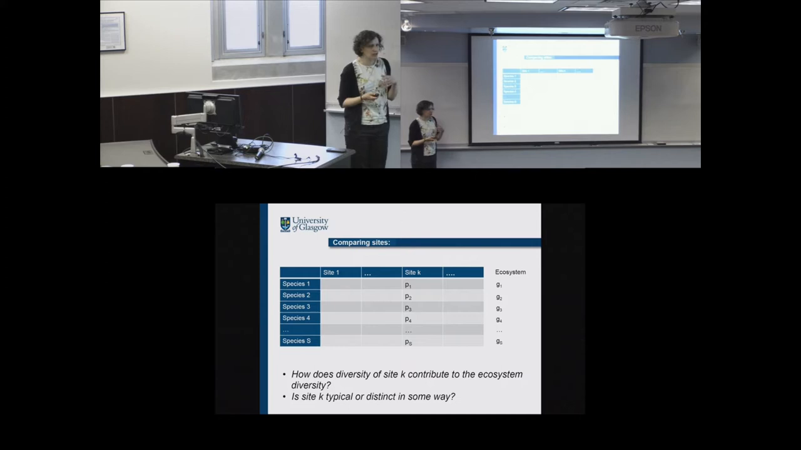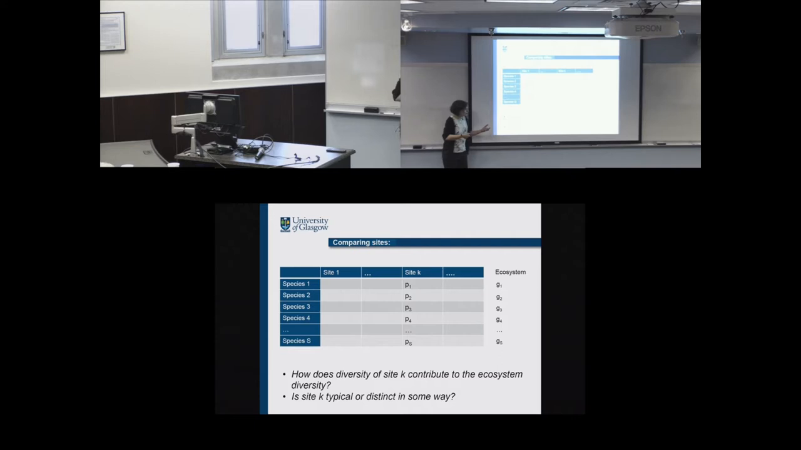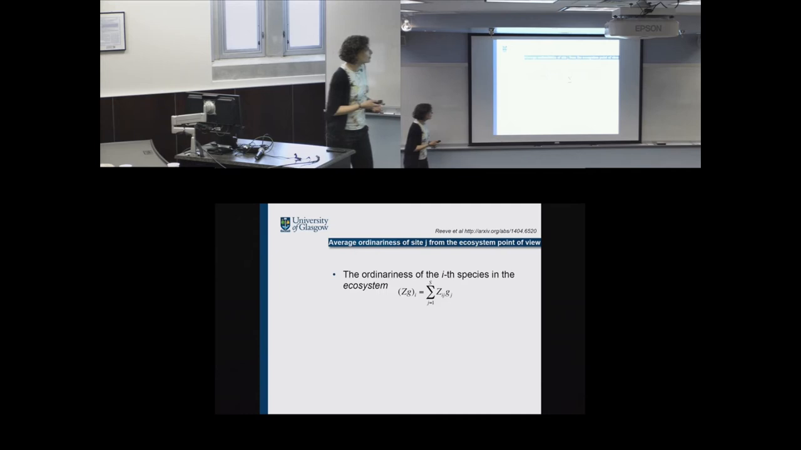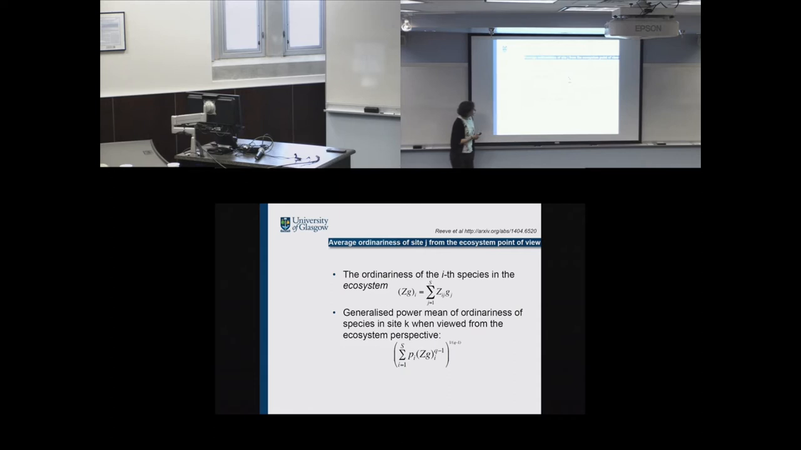So if we're going to think about this first question, what is the site contributing to the ecosystem, then we might want to think, how ordinary are these species in this site compared to the ecosystem? So let's try and set up that average and start there. Let's look at the ordinariness of the i-th species in the ecosystem. That's exactly like the formula we'd seen earlier. We're just taking an average of the ordinariness, but this time we're getting the abundance distribution from the whole ecosystem. We can do our generalized power mean of this, but what we're going to do is take the weights coming from the site that we're studying. So we're measuring the ordinariness of our species from the global point of view, but we're taking the average from the site point of view.